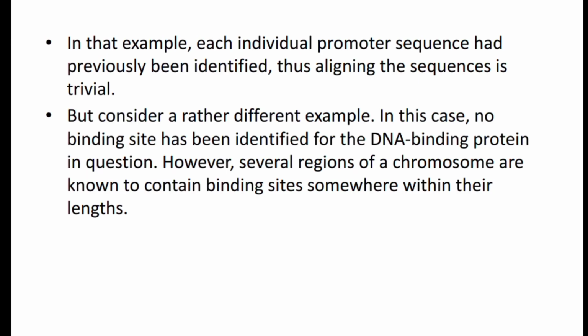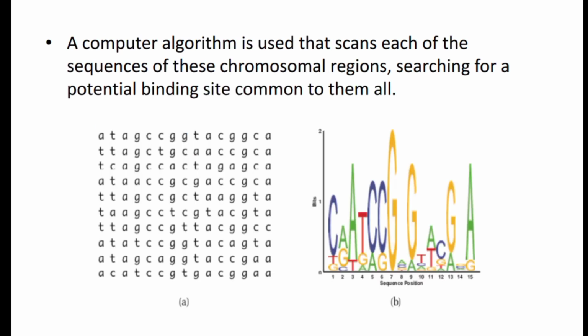In that example, each individual promoter sequence had previously been identified, thus aligning the sequences is trivial. But consider a rather different example. In this case, no binding site has been identified for the DNA binding protein in question. However, several regions of a chromosome are known to contain binding sites somewhere within their lengths. A computer algorithm is used that scans each of the sequences of these chromosomal regions, searching for a potential binding site common to them all.